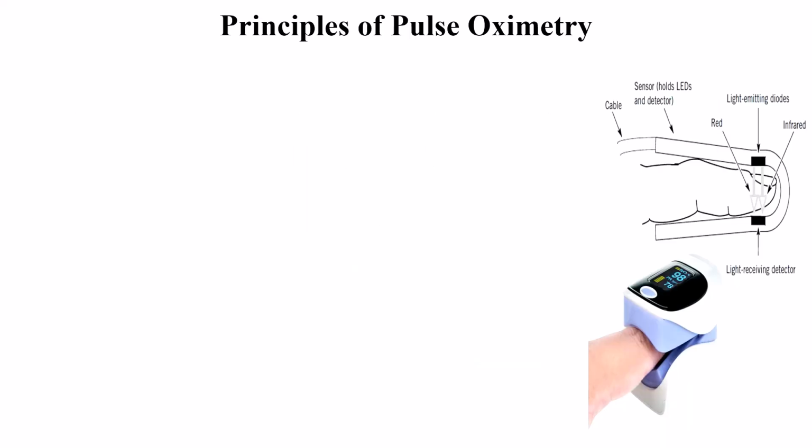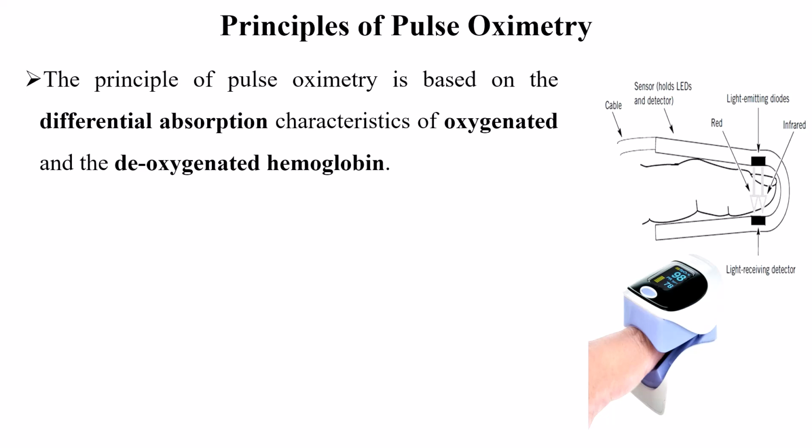The principle of pulse oximetry is based on the differential absorption characteristics of oxygenated and deoxygenated hemoglobin. As we know, we have two types of blood in our body: oxygenated blood and deoxygenated blood. The oxygenated blood is mostly present in arteries except the pulmonary artery, while the deoxygenated blood is present in veins except the pulmonary vein, which contains oxygen-rich blood.